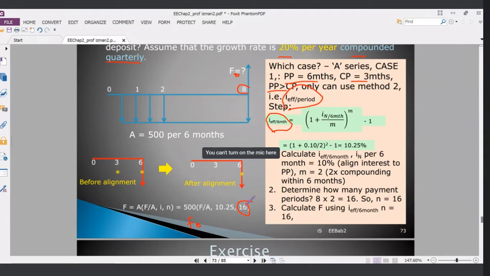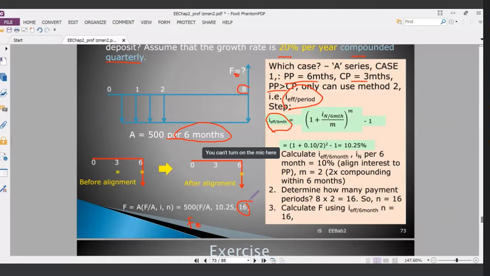Okay, the N here must be in the form of period. So the period that we are looking at here is in terms of payment period. So the yang ni apa ni? The saving happen every 6 months. So jadi dalam 8 tahun ada berapa bilangan 6 bulan dalam 8 tahun? Ada 16 kali kan? So that is why N here is 16.